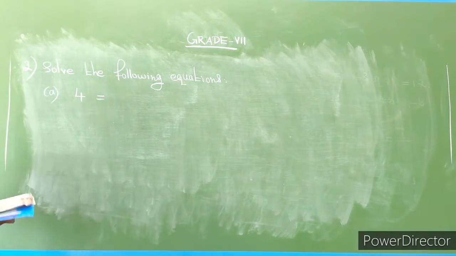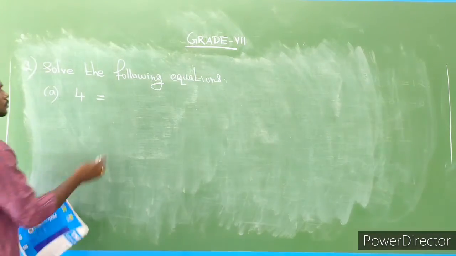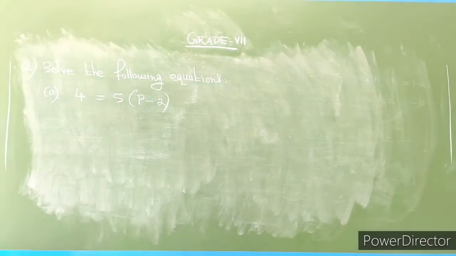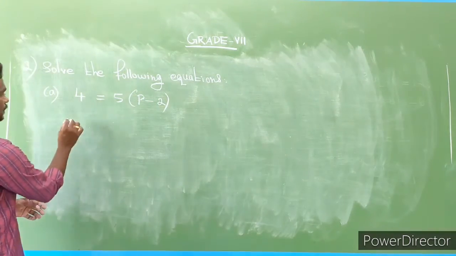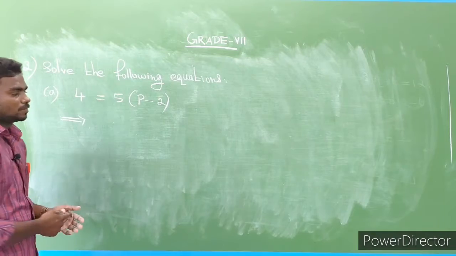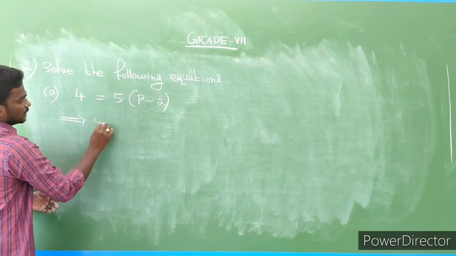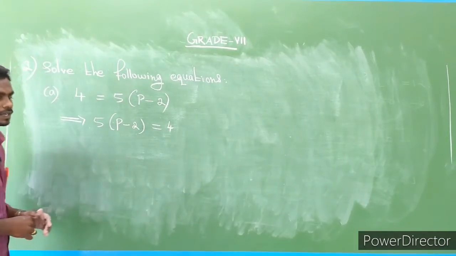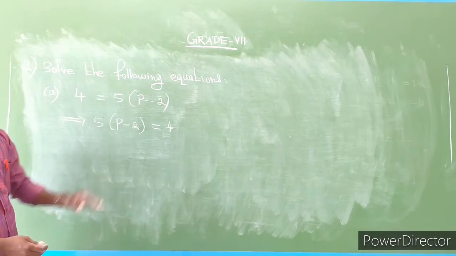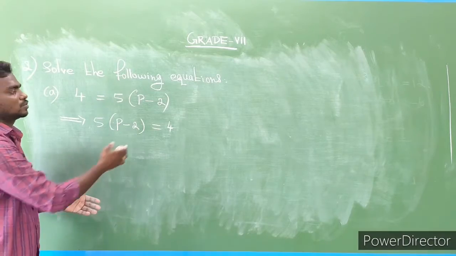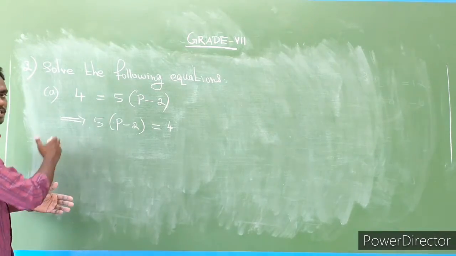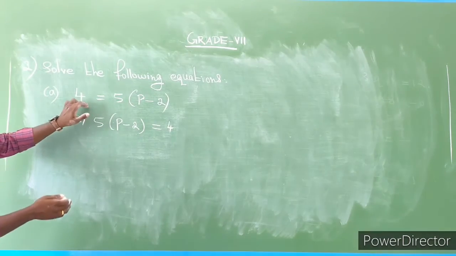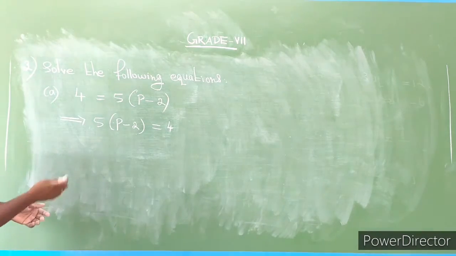4 is equal to 5 into p minus 2. How to solve this? 4 is equal to 5 into p minus 2. We can write it as 5 into p minus 2 is equal to 4, right? That means we can interchange the LHS and RHS values. These two equations are the same only, right? We can interchange the LHS and RHS values.